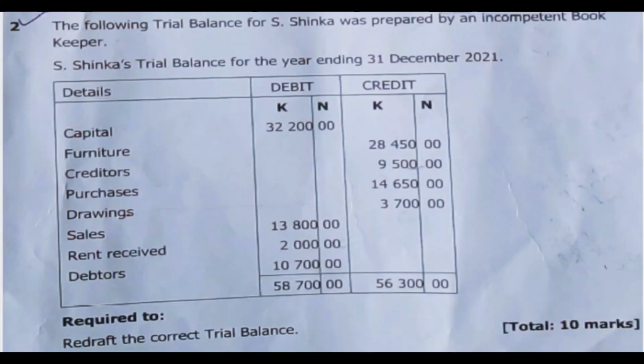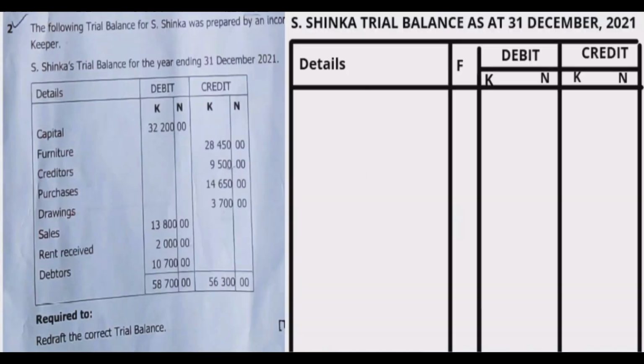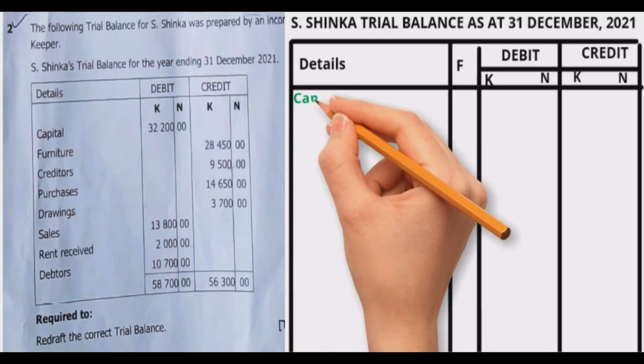Okay, so now we should take keen interest in these transactions that were entered. So what we can do is we are going to first draw the frame for the trial balance. Then we'll be asking ourselves about each entry, each transaction, if it's how it should be recorded. So let's start with the capital. When we talk about capital, should a capital be debited or credited? The capital should be credited.